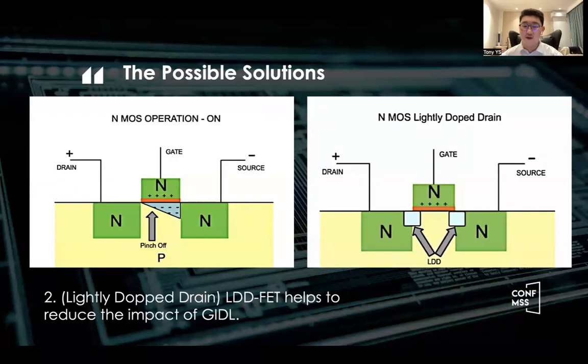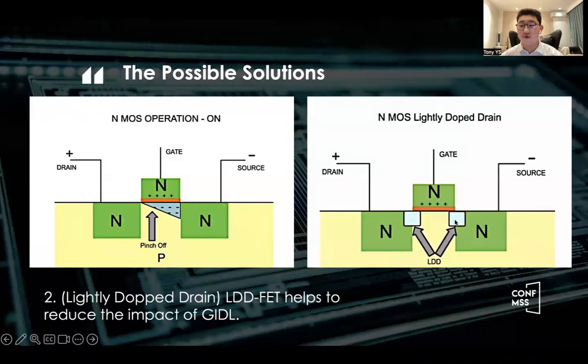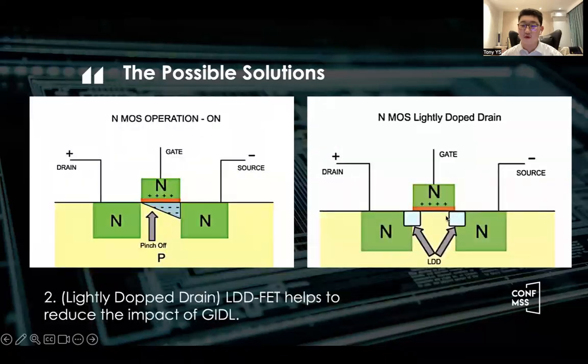But if we have lightly doped drain between the drain and source, like these two light blue squares, then the leakage current will disappear, as these two can balance the current flow and the voltage applied to both drain and source.